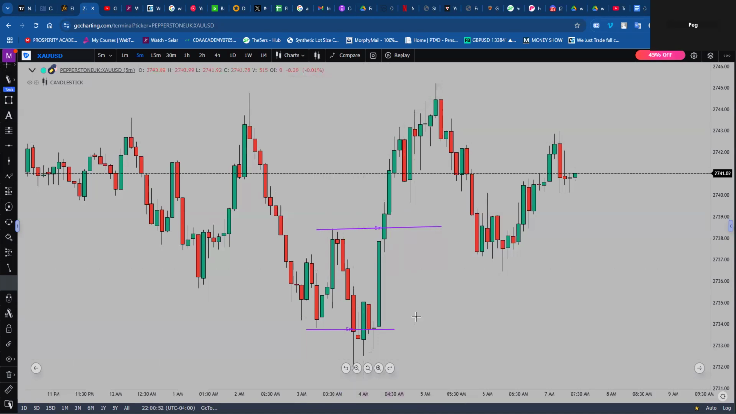When you put that line at the top of that green candle, would there be a change of character or a break of structure? Of course, there's already a change of character. The moment you break the high to the top, there's already a change of character.